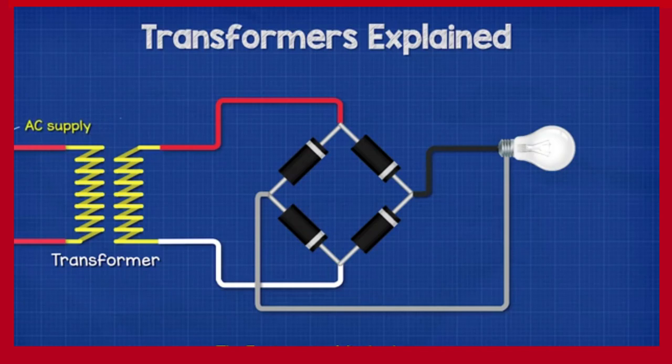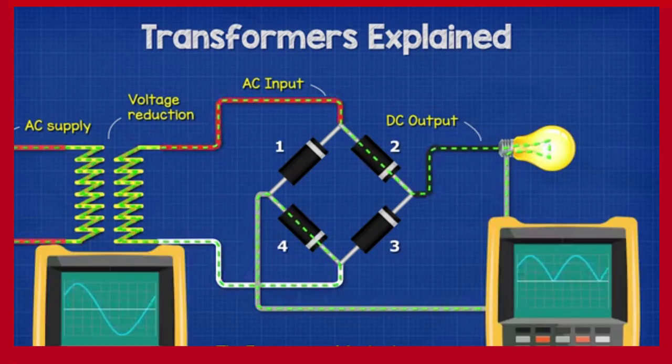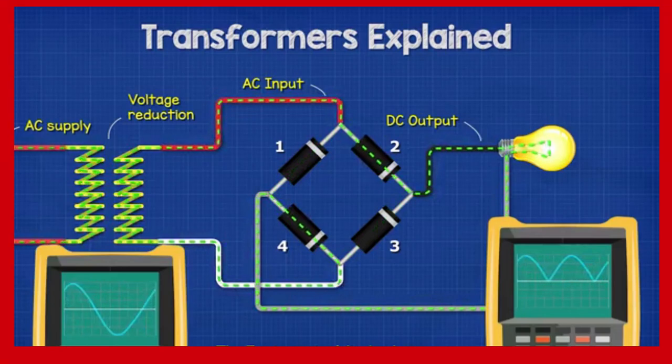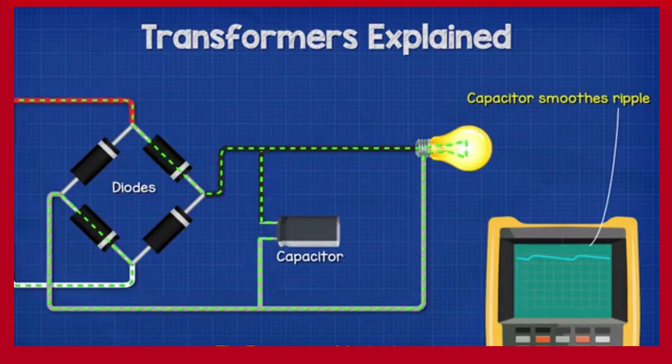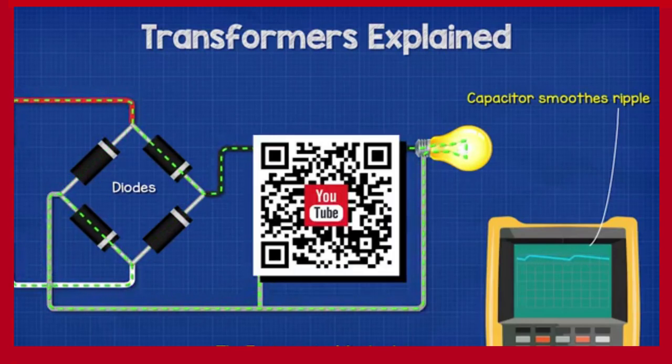Transformers are also often used in rectifier circuits to convert alternating current into direct current. The transformer first reduces the voltage, and then some diodes convert this into a rough direct current. A capacitor then smooths this out into a nice clean power supply. You can learn how that works in detail in our previous video. Links down below for that.